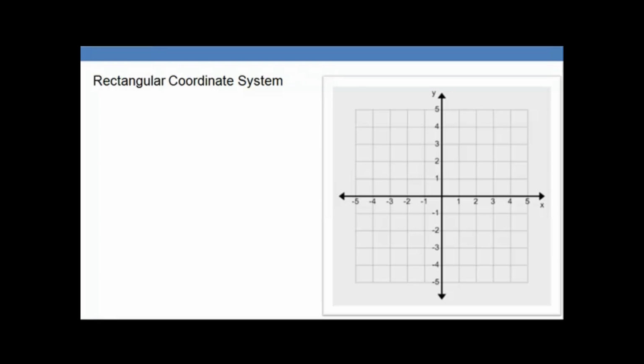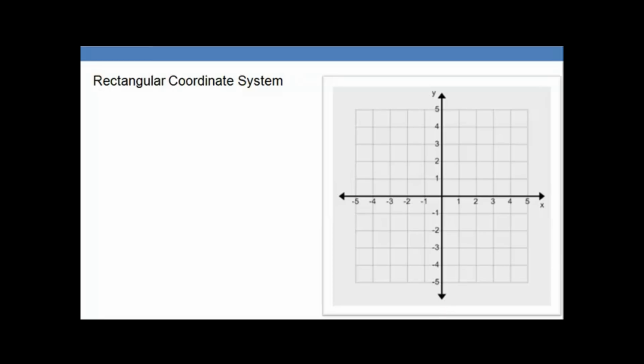The rectangular coordinate system. We're going to work on the rectangular coordinate system, which consists of two number lines which intersect. The x-axis goes across, looks like a regular number line. To the right is positive, to the left is negative. The vertical number line or axis is called the y-axis. The up part is positive, the down part is negative.